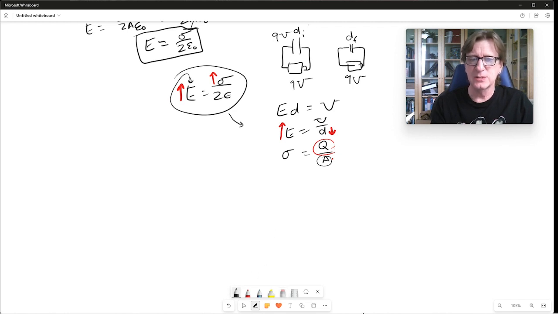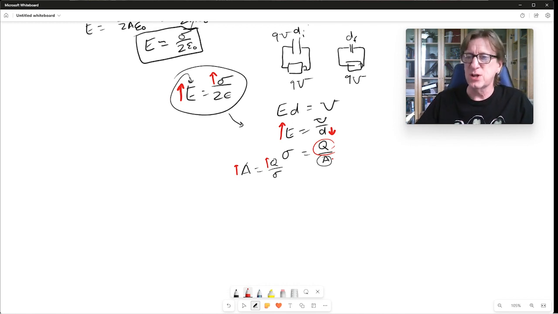So here's my area. I'm going to solve this for the area, and this is Q over sigma. Make sure we've done that right. Yeah. So as the area goes up, if I keep the same charge density, then the charge stored on it will go up as well. So they're directly proportional. So I want a large area if I want to store it.